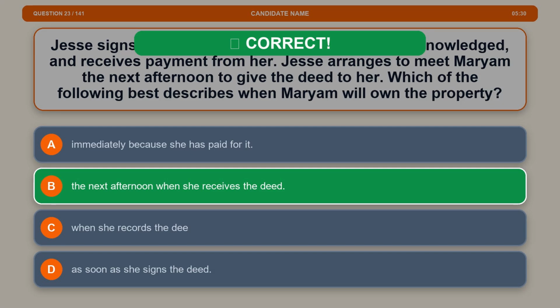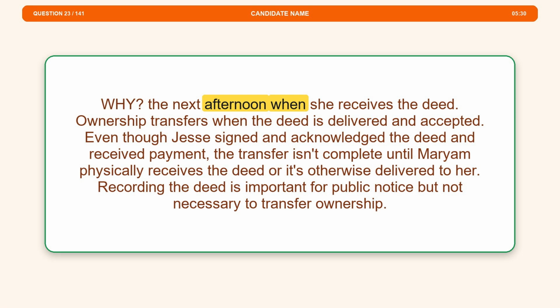The correct answer is option B. The next afternoon when she receives the deed. Ownership transfers when the deed is delivered and accepted. Even though Jessie signed and acknowledged the deed and received payment, the transfer isn't complete until Miriam physically receives the deed or it's otherwise delivered to her. Recording the deed is important for public notice, but not necessary to transfer ownership.